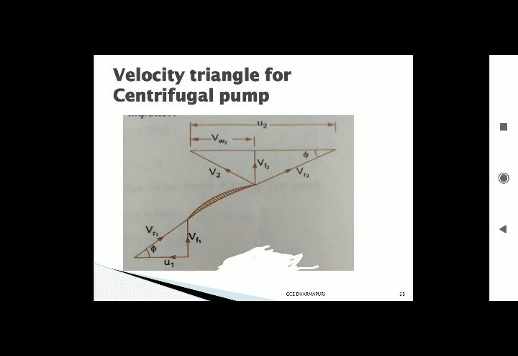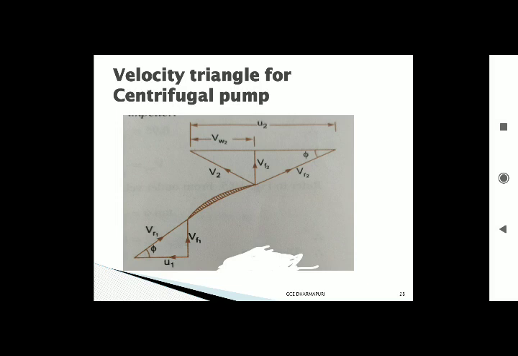We know what VR1 is. The angle of VR1, the relative velocity angle, is called the vane angle. So at inlet we will have U1, VR1, Vf1. At outlet we will have VR2, V2, Vf2, Vw2, U2.